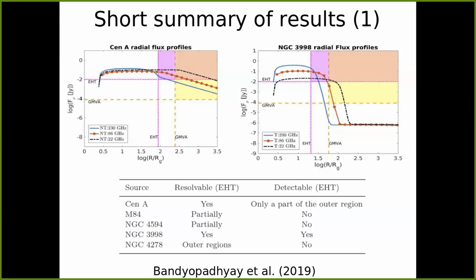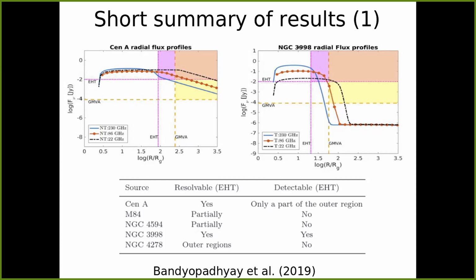So on the left-hand side, you see our result for CEN-A, where the emission profile cannot be fully resolved, but at least the outer part of it could be resolved by the EHT, and also would be above the detection threshold. It's the detection threshold for 8 hours that we show here. Obviously, with the ng-EHT, this would be even better, since then the resolution limit would be moving to the left and the detection threshold would be lower. But even with the EHT itself, you could probably resolve some of the emission.